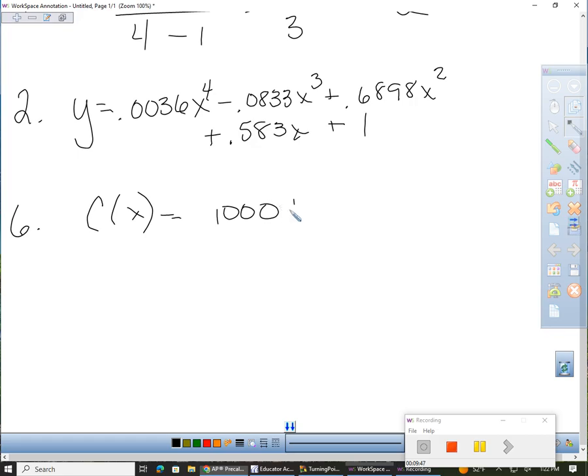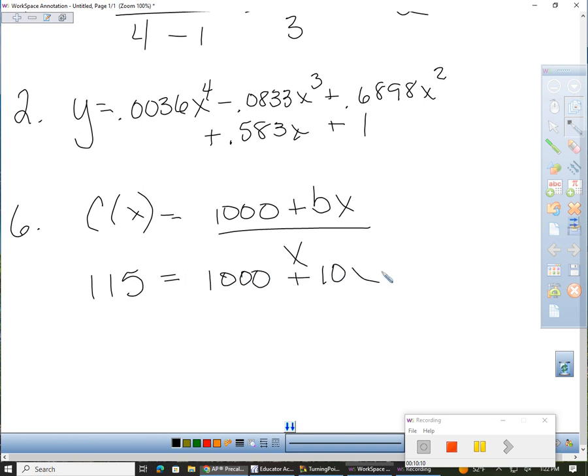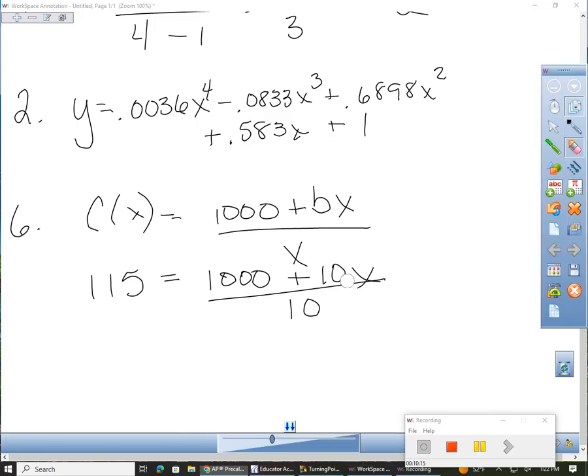C of X equals 1,000 plus BX over X. And they start by telling you it is known that the cost is 115 to produce 10. So we're going to put 115 in for the cost part, and we're going to put 10 in for the x. All right, so I have 115 equals 1,000 plus 10x over 10. Or not 10x, bx. b10. That's what I'm trying to say. Sorry guys. Because we're solving for b.